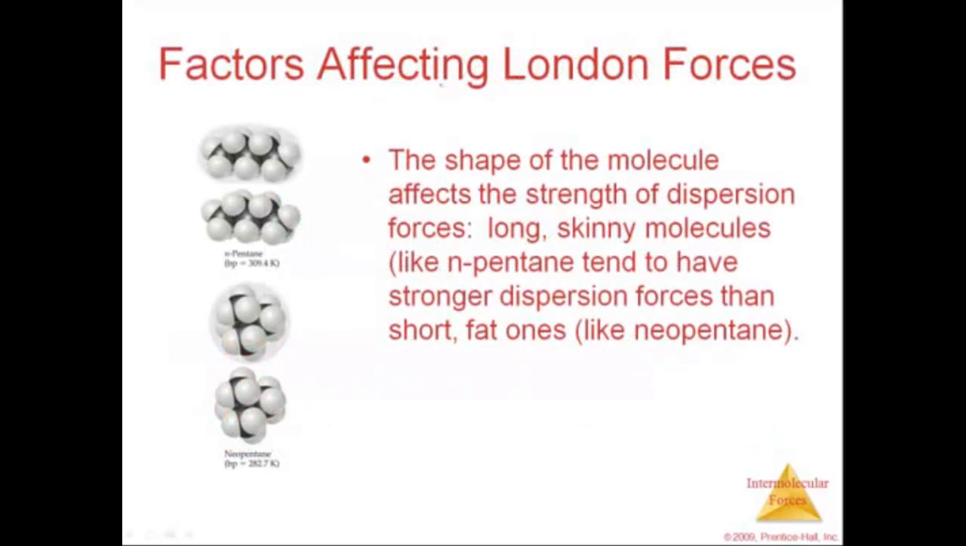So the things that affect London dispersion forces are the shape of the molecule, right? So here I have basically the same formula, and here this pentane is more linear. Here it's more circular. And because this has more surface area and more electrons on the surface, it tends to have slightly greater London dispersion forces.